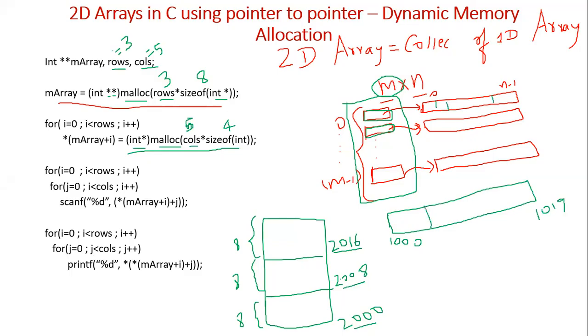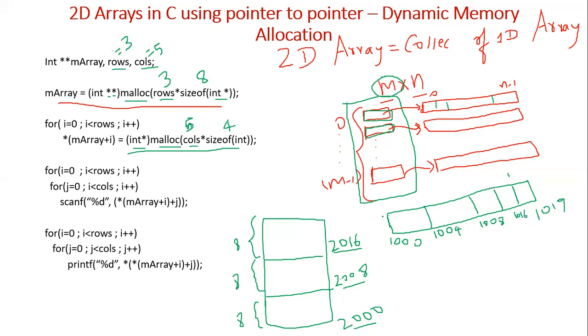First value will be from 1000 to 1003. Second value will be 1004 to 1007. Third value will be from 1008 to 1011. The fourth value will be from 1012 to 1015, and the fifth value will be from 1016 to 1019. So like this we allocated this array.